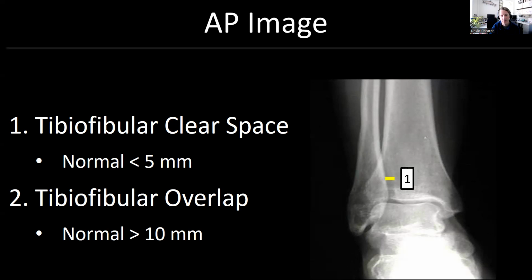There are some measurements that you can assess that more relate to integrity of the syndesmosis. The first is the tibiofibular clear space, which is the space between the tibia and the fibula, shown here, and then the tibiofibular overlap. Now you can imagine if there's a syndesmotic disruption and separation between the tibia and the fibula, the overlap will decrease and the clear space will increase. So it's a reciprocal relationship there.